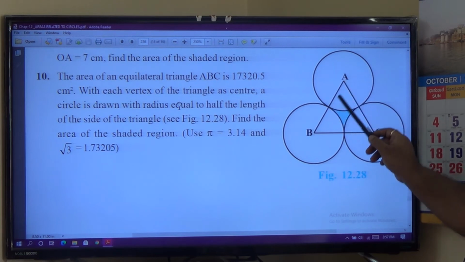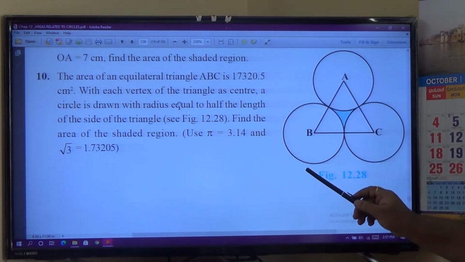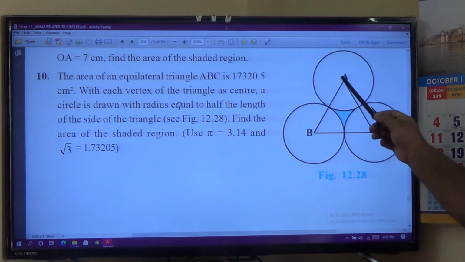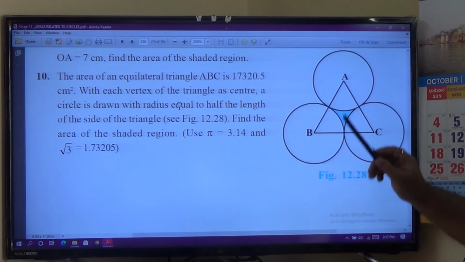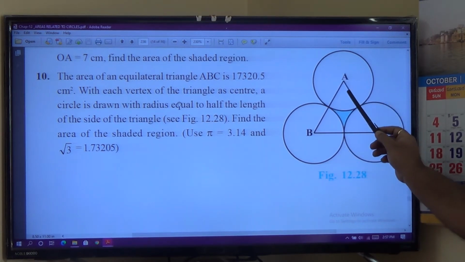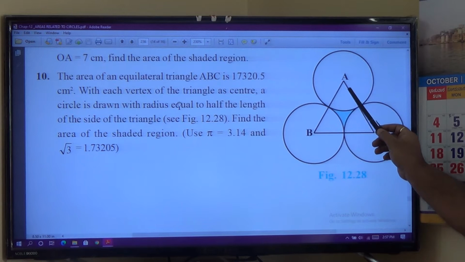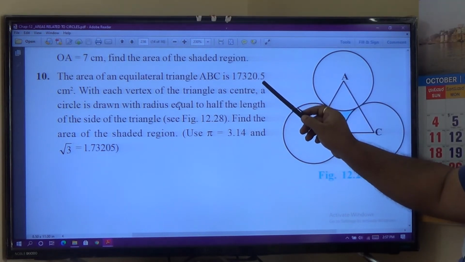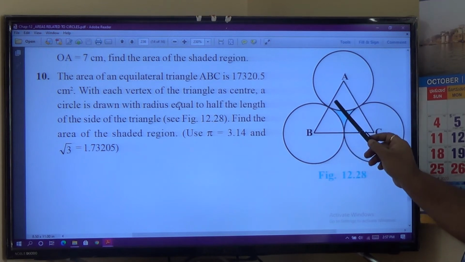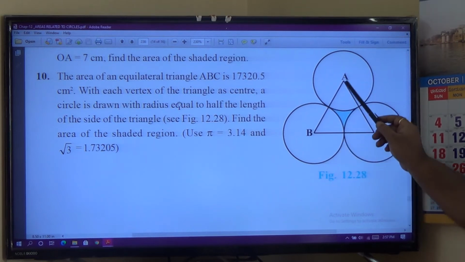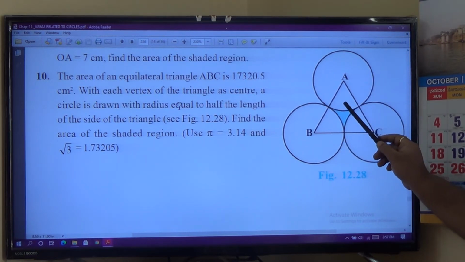So how do you calculate the radius of the circle is the question. First we have to find out one of the sides of this equilateral triangle. Half the side gives us the radius, and area of this equilateral triangle is given to us. So root 3 by 4 times square of the side gives 17320.5. So you can find out the side, then the radius, then area of the shaded region is equal to area of the triangle minus 3 times the area of the sector.